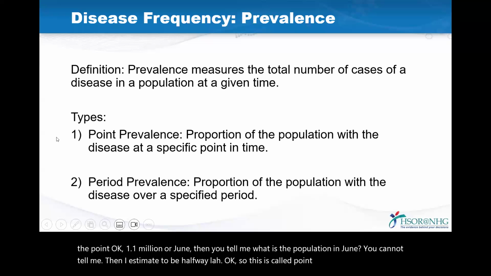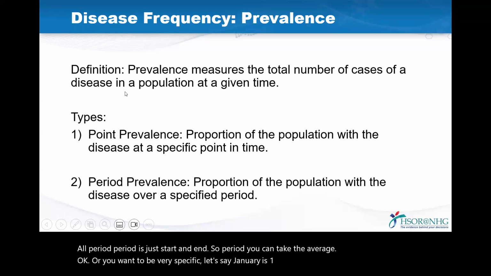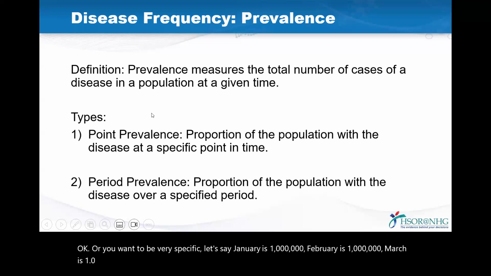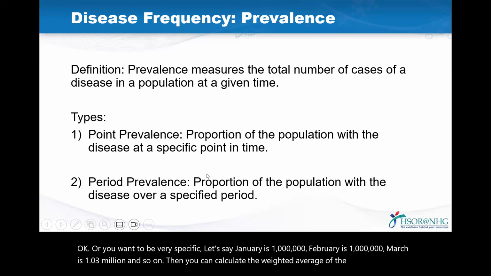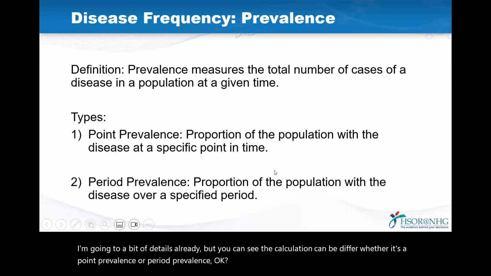Or period. Period is just start and end. So for a period, you can take the average. Or if you want to be very specific, let's say January is 1 million, February is 1 million, March is 1.03 million and so on, then you can calculate the weighted average of the population. I'm going into too much detail already, but you can see the calculation can differ whether it's point prevalence or period prevalence. Okay, let's move on.